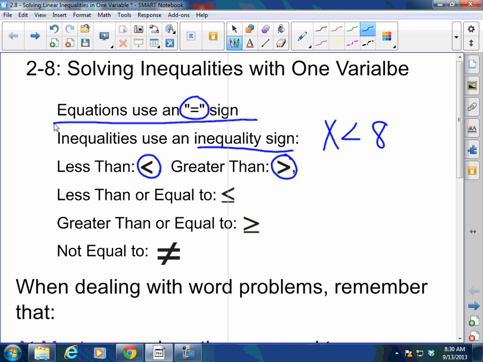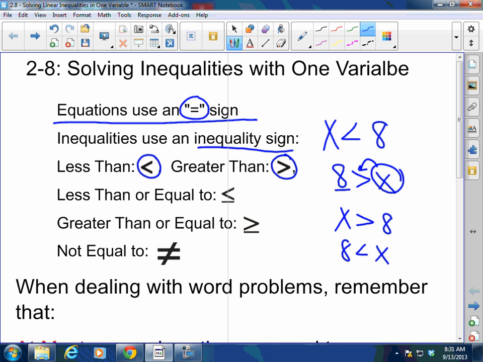You go from the variable. I don't care if they invert it. A lot of people are going to be tempted to say 8 is greater than x, which is technically correct, but that's extremely difficult to work with when you're dealing with more complicated inequalities. So regardless, you always read from the variable. So in this case, again, x is less than 8. Does that make sense, guys? If I say x is greater than 8, I read from the variable: x is greater than 8.